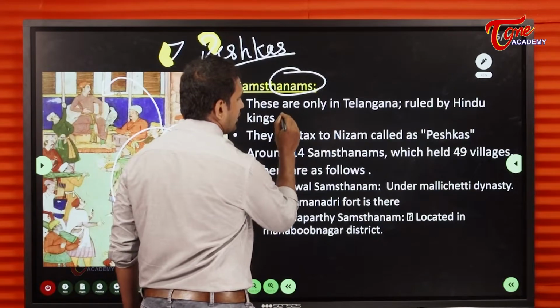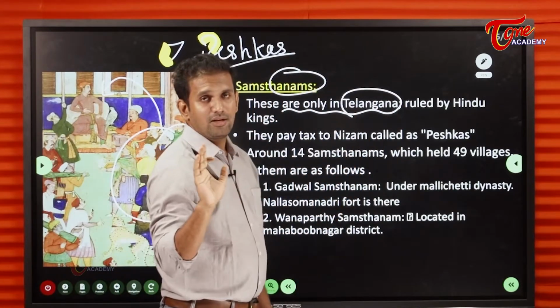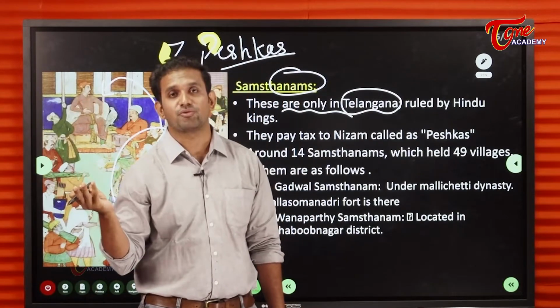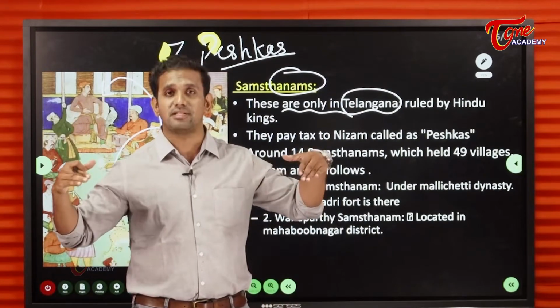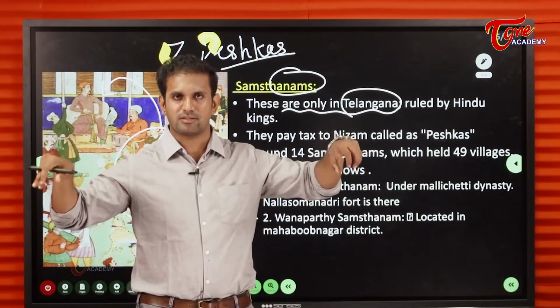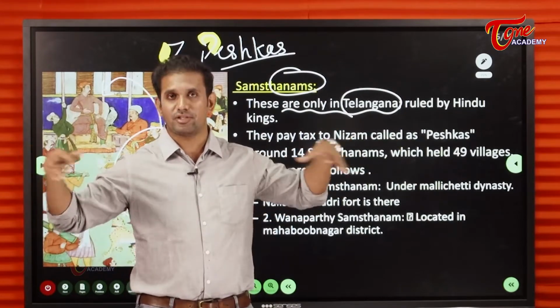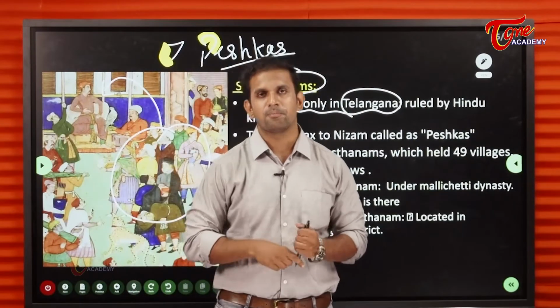Samsthanas are there only in Telangana. Other states, Junagadh, and Jammu and Kashmir and Hyderabad, these were the 3 major princely states, major meaning big states at the time of independence. These are the 3 major, bigger area states, princely states ruled by a king.